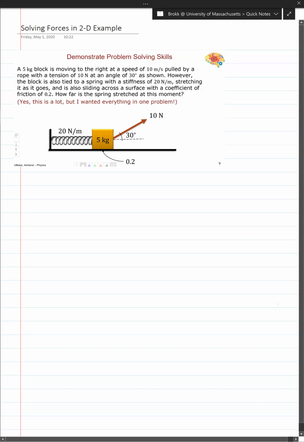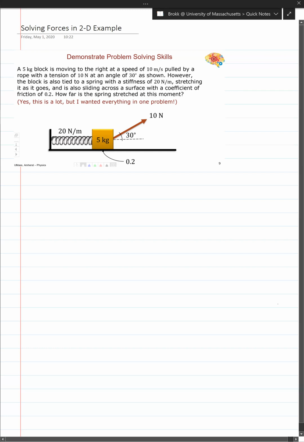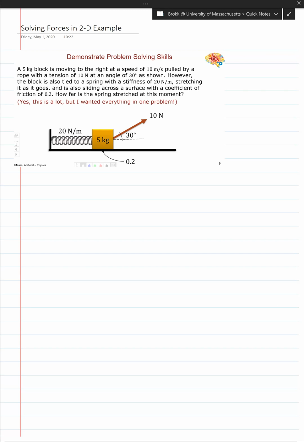Hello. So last Thursday, we began a problem where I was going through the problem solving process in terms of how to approach different problems where you've got forces in multiple dimensions. Now, we got about halfway through this problem on Thursday, but for a complete and self-contained video, I decided that I would start from the beginning here and go through the entire thing again.